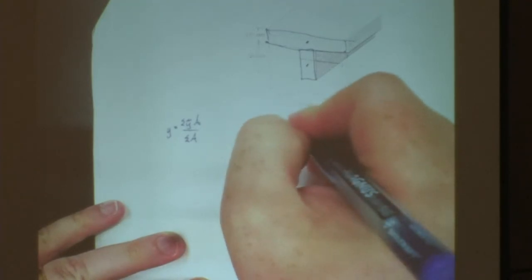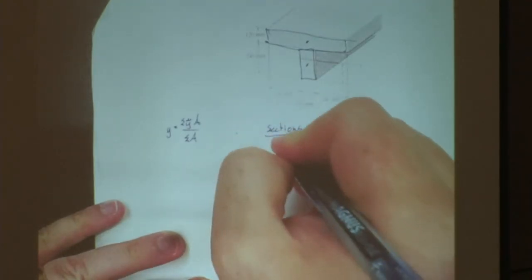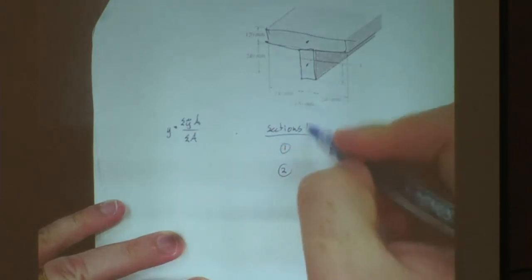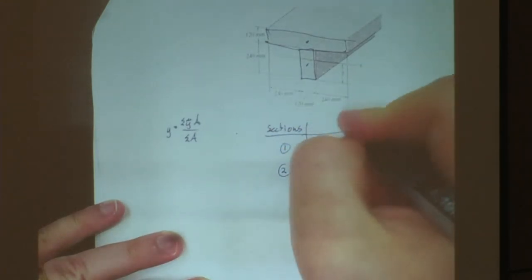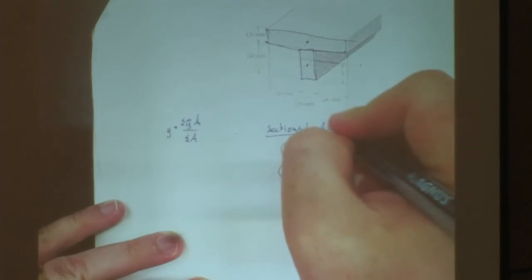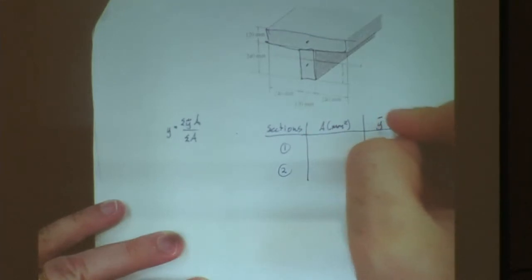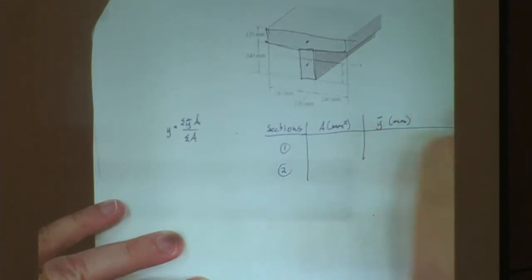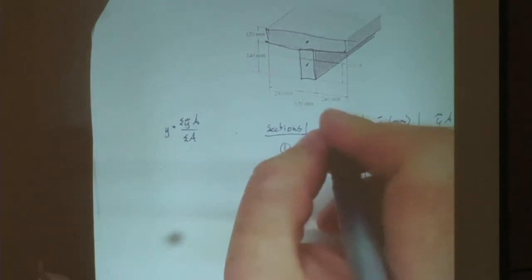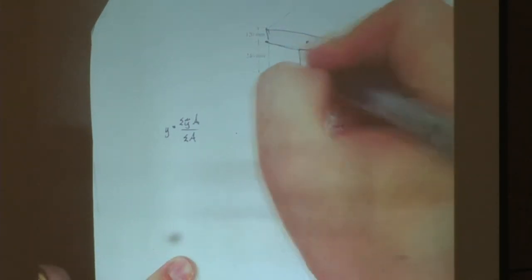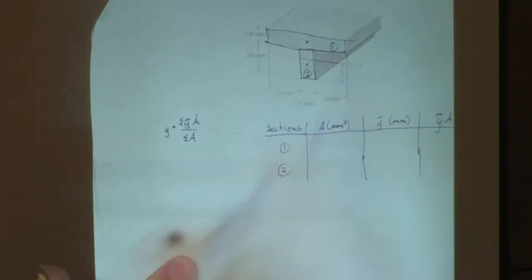All right, so sections. We're going to have 1 and 2. Area is going to be millimeters squared. Y bar, millimeters. All right, so section 1, we're labeling as top. Section 2, we're labeling as the bottom.